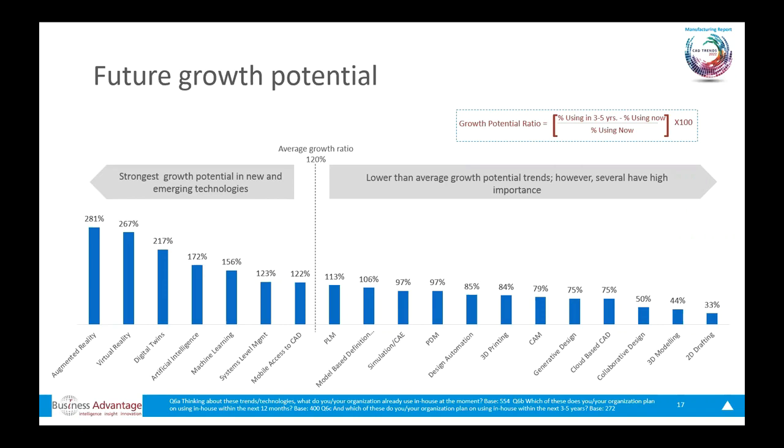So as you can see, augmented reality, virtual reality, digital twins, artificial intelligence, and machine learning are showing the biggest forecast growth. I know that was a very quick overview, but hopefully that gives you a flavor of what we're going to now discuss. And I'd like to hand over to Nicola. Thank you very much.